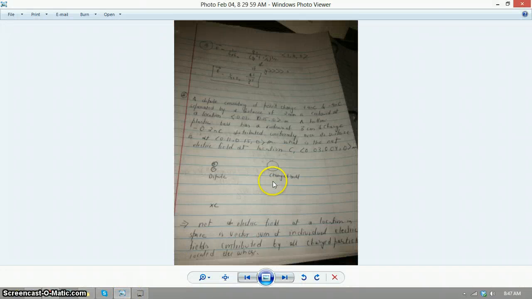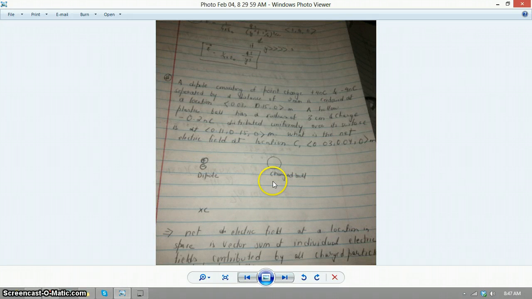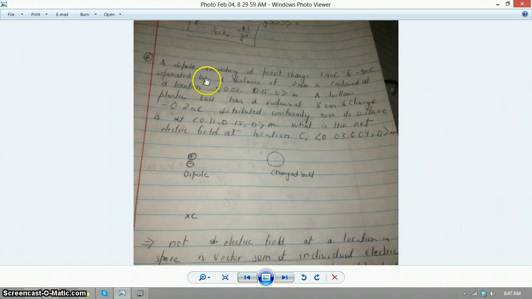For the screencast of chapter 18, I have chosen a problem from our book, and the question goes as follows. Let me zoom in. A dipole consisting of point charges of positive 4 nanocoulomb and negative 4 nanocoulomb separated by a distance of 2 mm is centered at this location, and a hollow plastic ball has a radius of 3 cm and a charge of negative 0.2 nanocoulomb, distributed uniformly over its surface, at this location. What is the net electric field at location C?